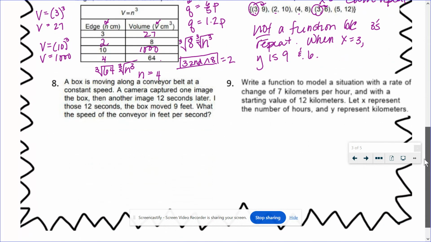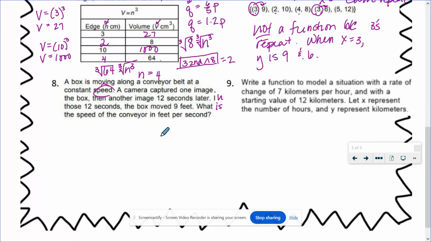Number 8, a box is moving along a conveyor belt at a constant speed. A camera, okay, that's a key word there. A camera captured one image of the box maybe, and then another image 12 seconds later. In those 12 seconds, the box moved 9 feet. What is the speed of the conveyor in feet per second? Sorry, that was a little chopped up there.